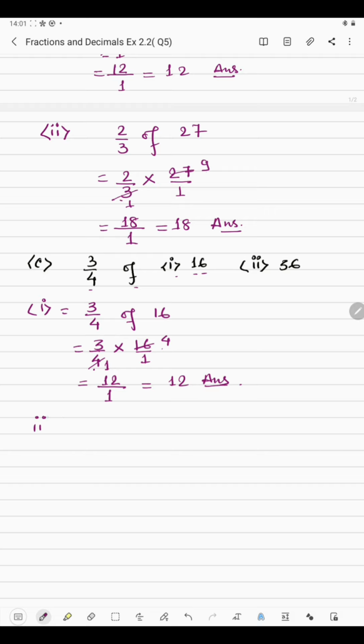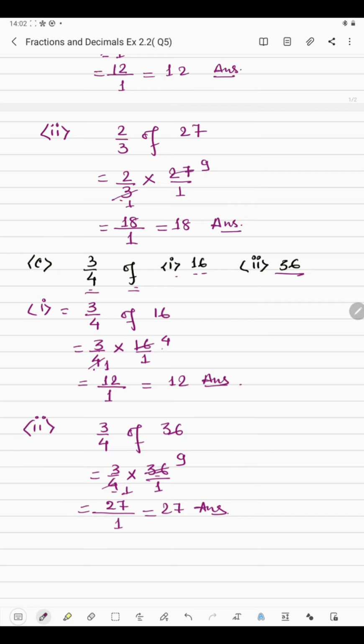Now the second part of number C, see here 3 by 4 of, 36 is given, so we'll write 36. Now 3 by 4 is multiplied by 36. Here again we will consider 1 as there is no digit. Now this 4 and 36 both come in 4's table, so we can cut it, we can divide it by 4. So 4 ones are 4, 4 nines are 36. So in the numerator, if you multiply, 3 nines are 27, and if you multiply the denominator, we'll get 1. So 27 by 1 means 27. So the answer of part 2 of number C is 27.